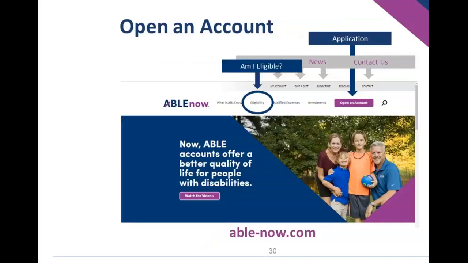So let's talk about how to open an ABLEnow account. This is a screenshot of our website, and I apologize, these arrows were supposed to pop up as we scrolled through the presentation, but I'll walk you through it. If you're not sure where to start, we have a simple eligibility quiz available on our site to walk you through the ABLE Act eligibility guidelines. And you'll see that circled on the page right there where it says, "Am I eligible?" The application is available by clicking the purple Open an Account button, and you'll also see links at the top of our page to manage your ABLEnow account, give a gift, subscribe to our newsletter, and contact our customer service team. And again, our website is able-now.com.